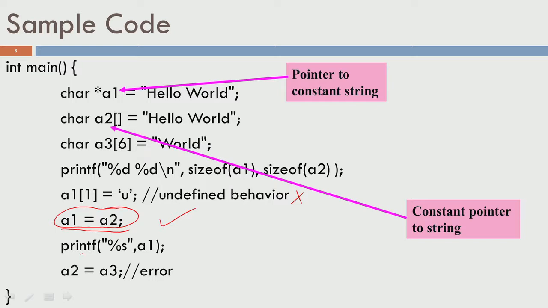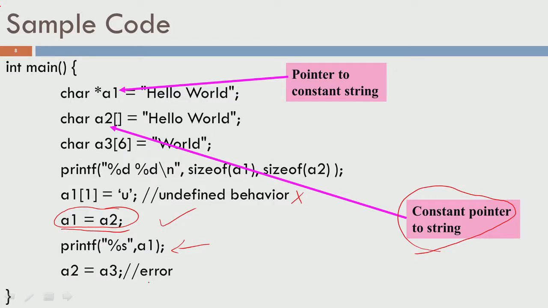So, if you see what happens after this printf statement, A1 is pointing to A2, so it will still print hello world because A2 is also hello world. Let us look at the last line, A2 equals A3. So, this is where this notion of constant pointer comes through. You can change the contents of A2. So, I can make A2 of 1 equals u, that is acceptable. However, A2 is a constant pointer. What that means is you cannot make it point to something else, and therefore, A2 equal to A3 will result in an error, and this error will be caught by the compiler itself.